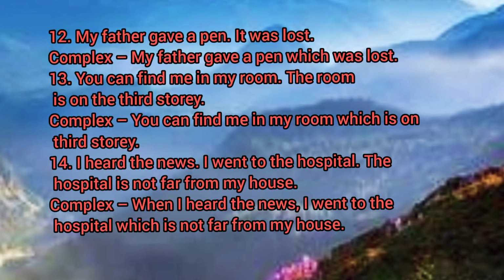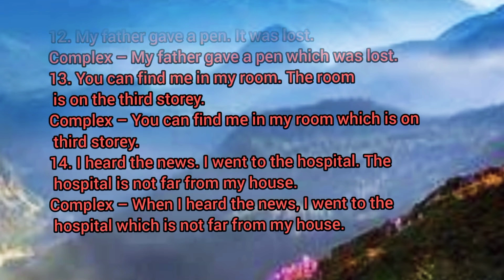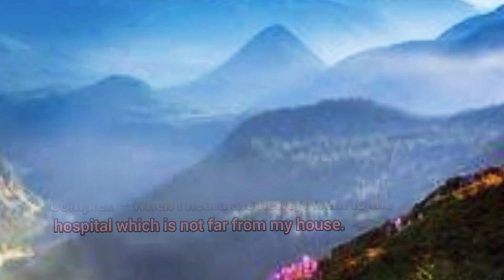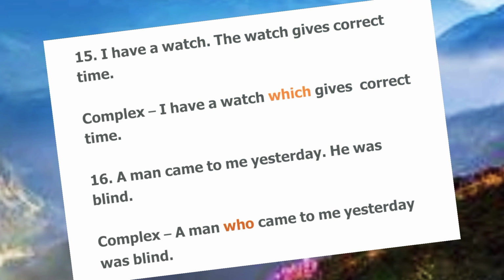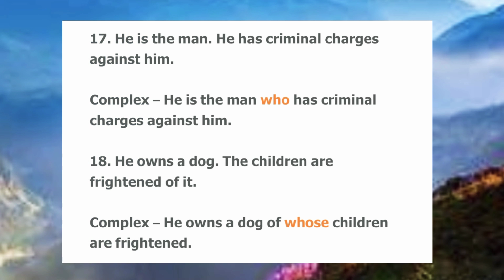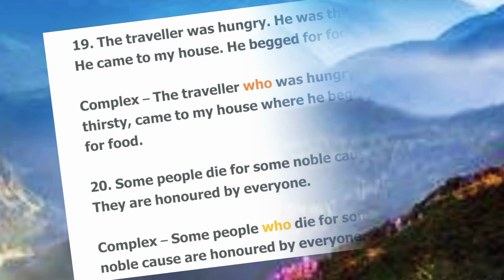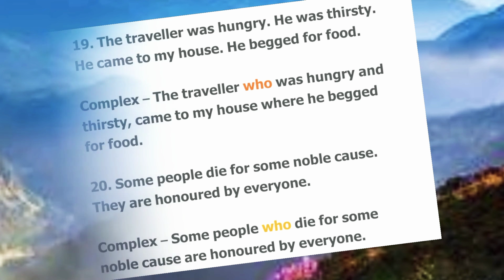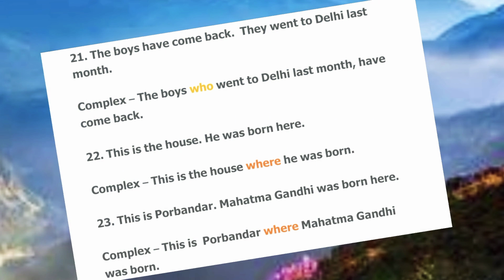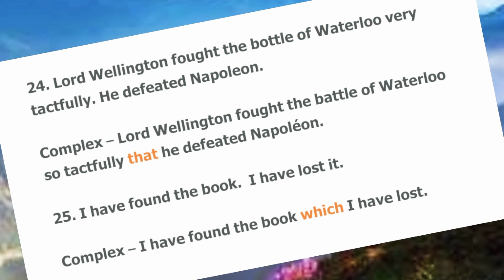I heard the news. I went to the hospital. The hospital is not far from my house. When I heard the news, I went to the hospital which is not far from my house. Dear student, along with these examples, there are so many others. And in all examples, you will see the use of who, where, what, whose, when, that as relative pronouns and relative adverbs why, when, how, which make an adjective clause. And these keywords, these subordinating conjunctions, help us to make a complex sentence.